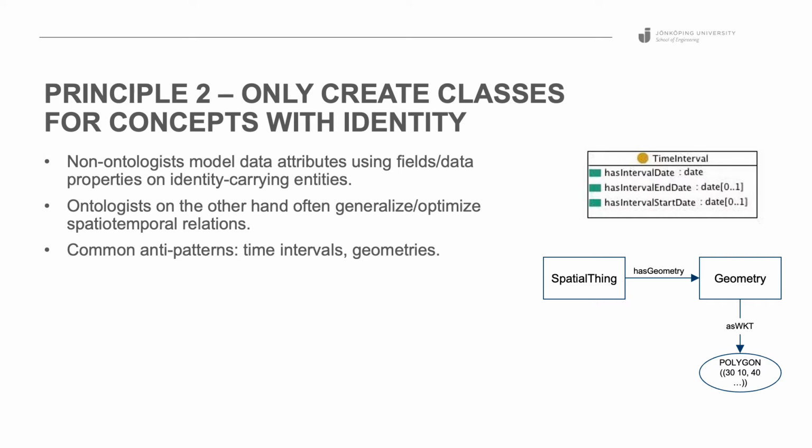Ontologists, on the other hand, often generalize or optimize spatiotemporal relations. For instance, in the case here, the time interval is given its own class. Then you would connect the time interval onto your event, and then you would add the data fields onto your time interval. Or in the lower right-hand corner, this notion of geometries. So some spatial thing has a geometry, and that geometry then has a representation.